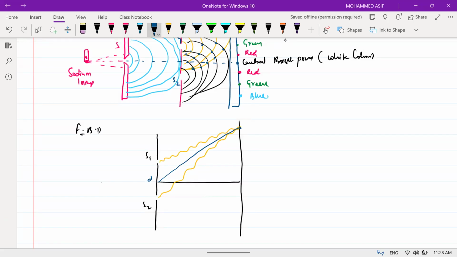So this is source S1, and the distance between the two sources is d, and the distance between the sources and the screen is D, capital D. So this is your screen. S1 and S2 are nothing but a few slits. This is a rough diagram you need to remember. The central point is always bright, followed by a dark, then bright, then dark, then bright.